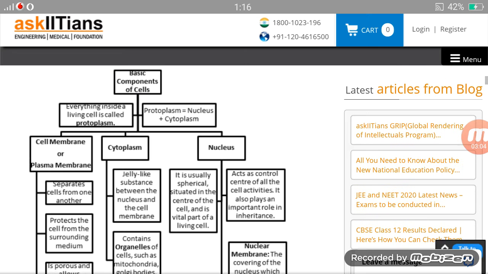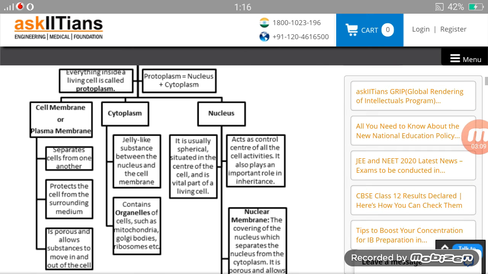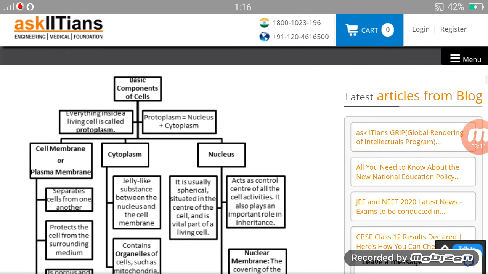Now we'll study the basic components of the cell. As you can see in this flowchart, it is explained very nicely. Everything inside a living cell is the protoplasm. Everything which is inside the living cell is called the protoplasm. You can note down this thing, protoplasm. What is protoplasm? Protoplasm is equal to nucleus plus cytoplasm. You can note this also. Protoplasm consists of nucleus plus cytoplasm.